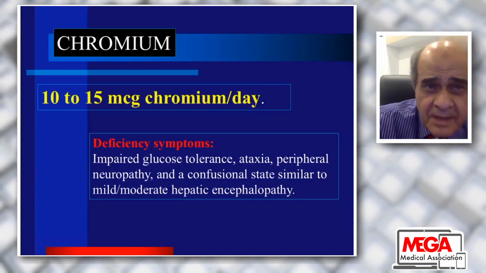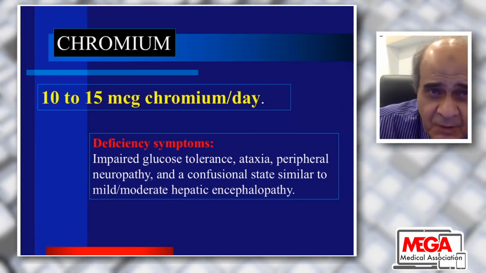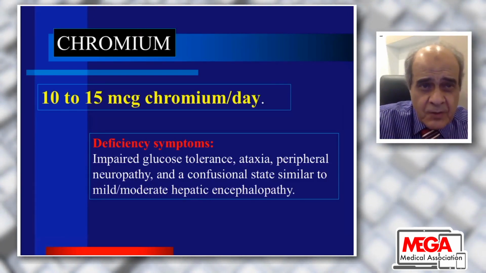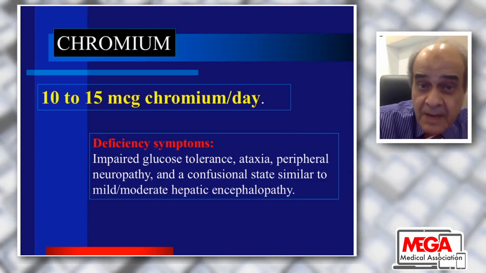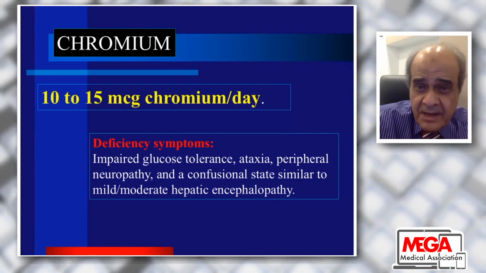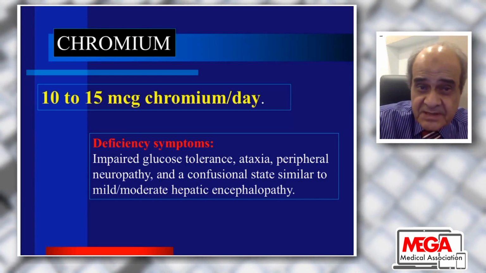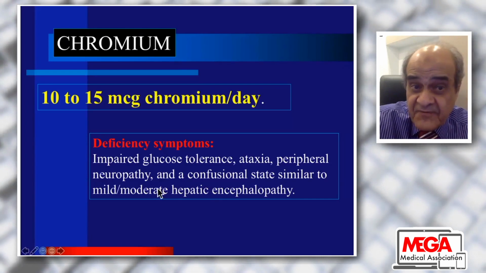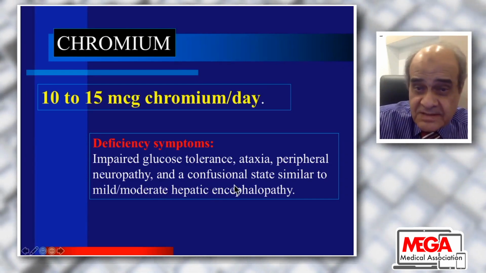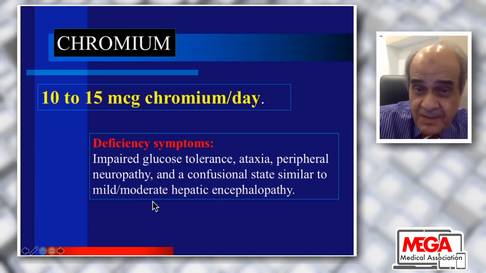Chromium, if we speak about individual trace elements, now we start with chromium. Doses we can give from 10 to 15 micrograms of chromium per day. Very important, its deficiency symptoms lead to glucose intolerance, ataxia, peripheral neuropathy, and a confusional state similar to mild to moderate hepatic encephalopathy.